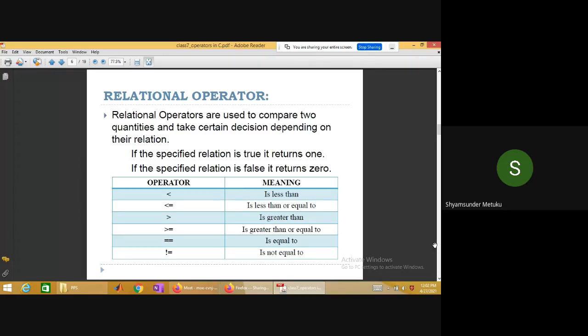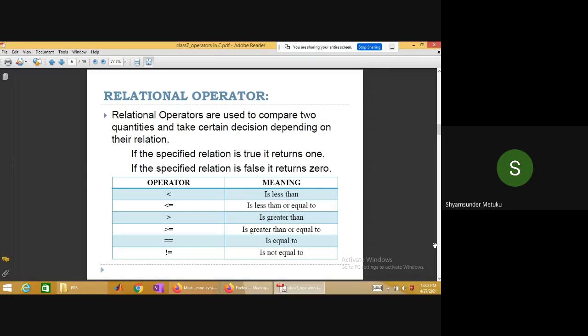So here also, if the specified relation is true, it returns a 1 for the computer. How to decide which one is correct and which one is not, or which one is greater or less, and the comparison result is true or false? A computer doesn't understand any English words, right? That is the reason binary 1 and binary 0 are the values written. So if the specified relation is true, the result of the operation will be 1, and if the specified relation is false, the result will be binary 0.